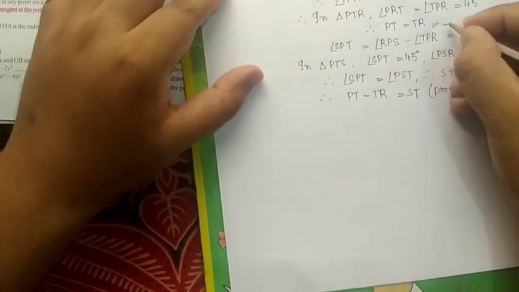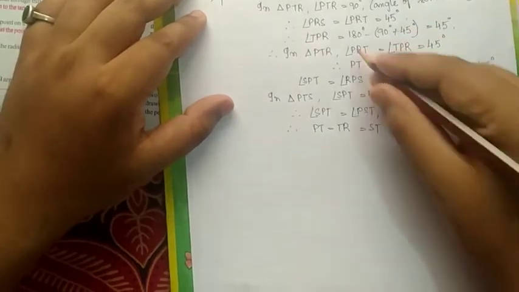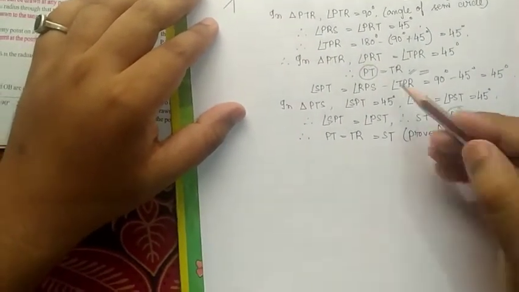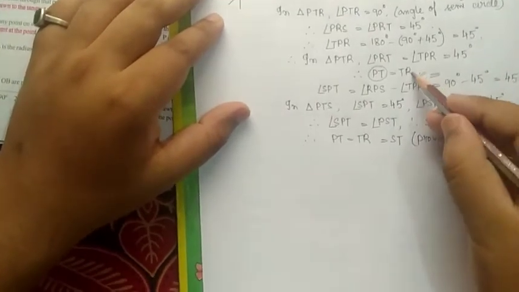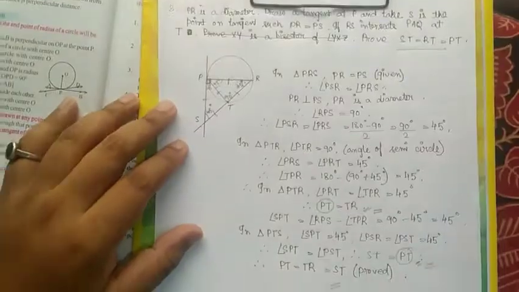So this is first one and this is second one. You know in both equations this PT is common. Therefore we can write PT equal to TR equal to ST. So this is proved.